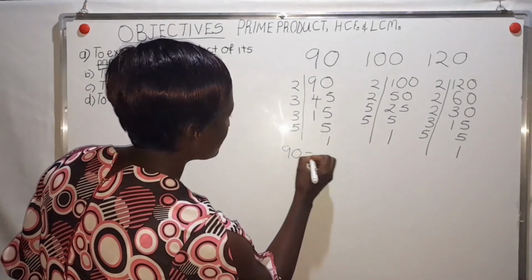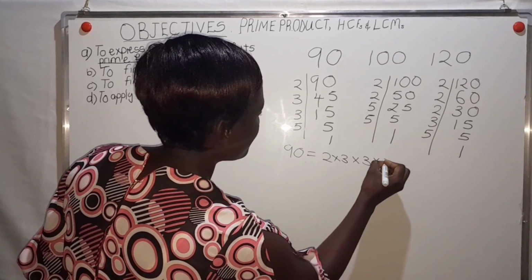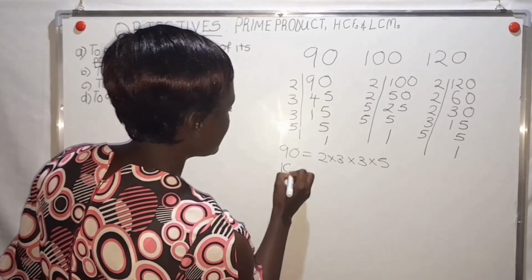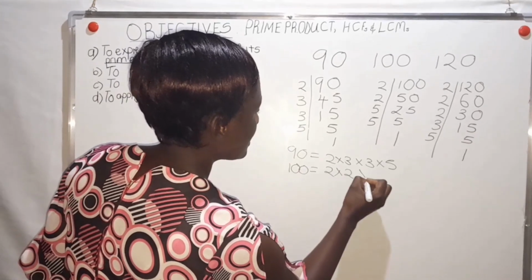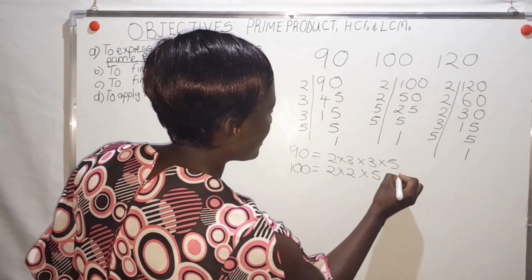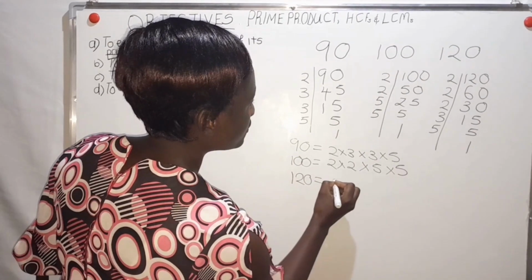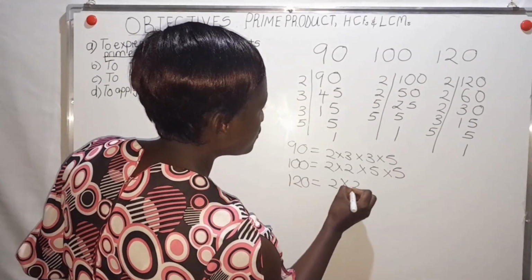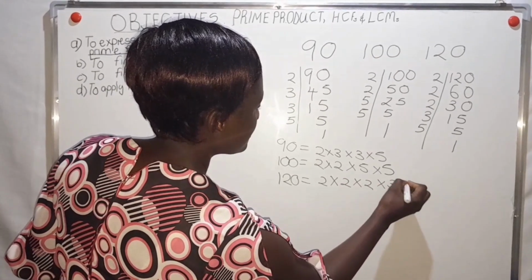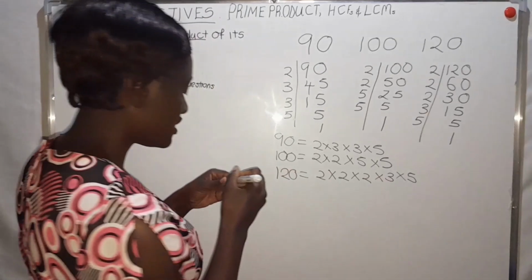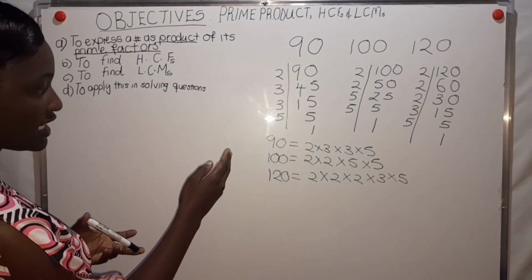90 is equal to 2 times 3 times 3 times 5. 100 is equal to 2 times 2 times 5 times 5. 120 is equal to 2 times 2 times 2 times 3 times 5. So we want now to pick common factors for 90, 100, and 120.